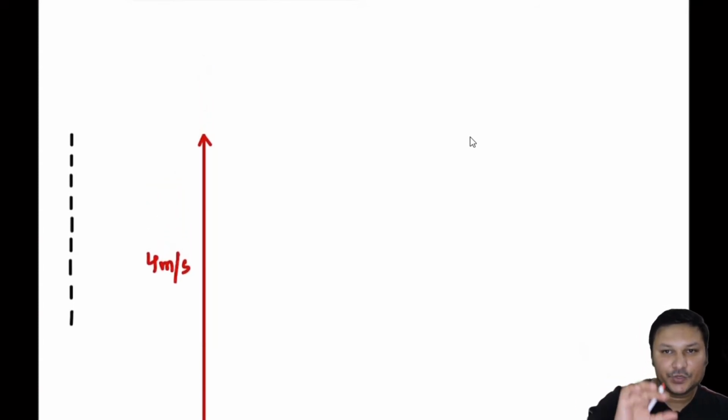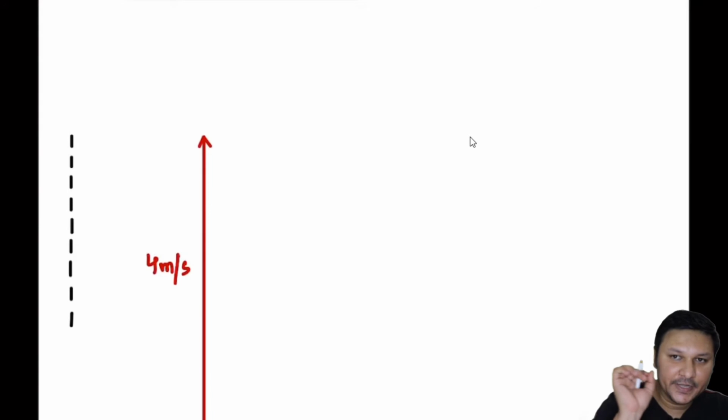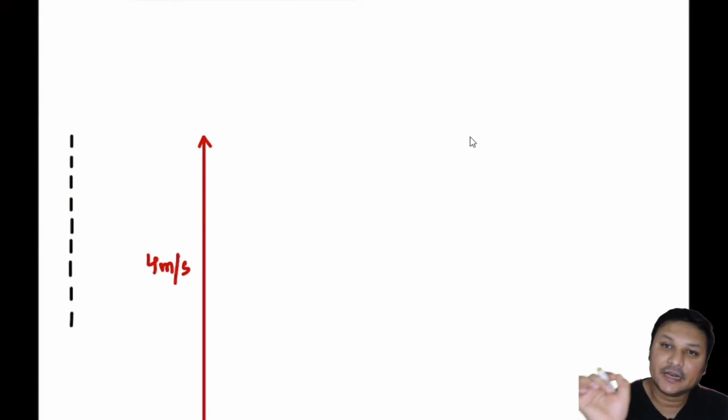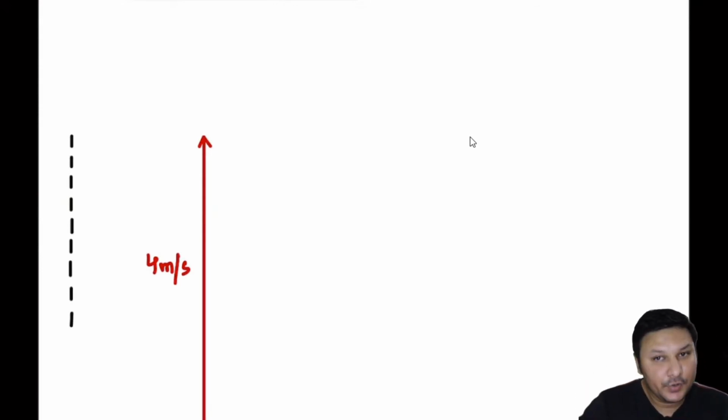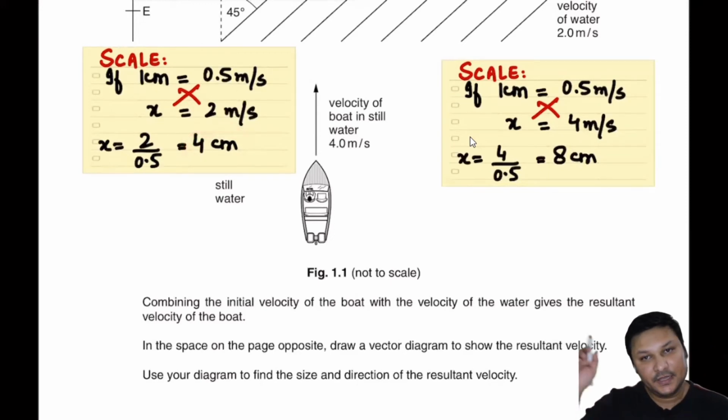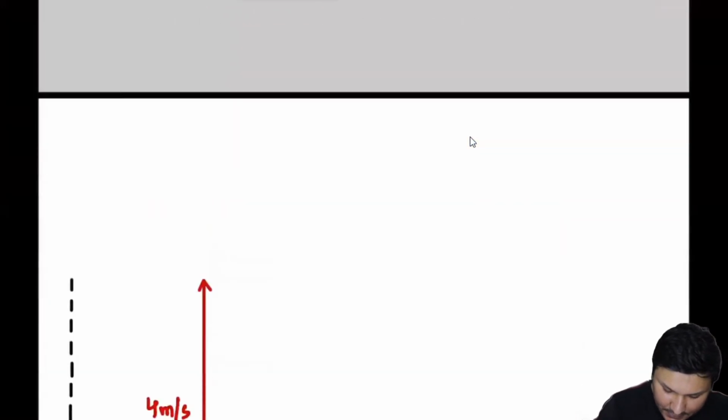Now, the second vector should be drawn in the way that, according to the steps, the tail of the second vector should meet the tip of the first vector. And we have to draw the second vector as well with our scale. So according to my scale, the second vector is of 4 centimeters in the direction of north 45 degrees east.